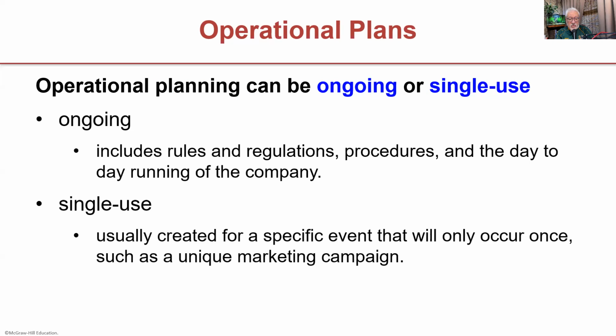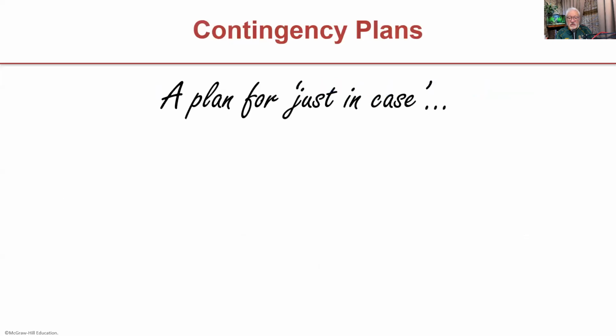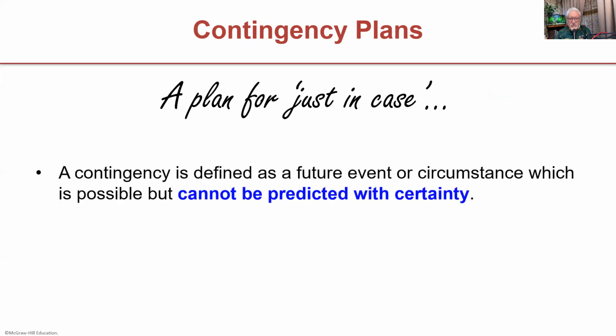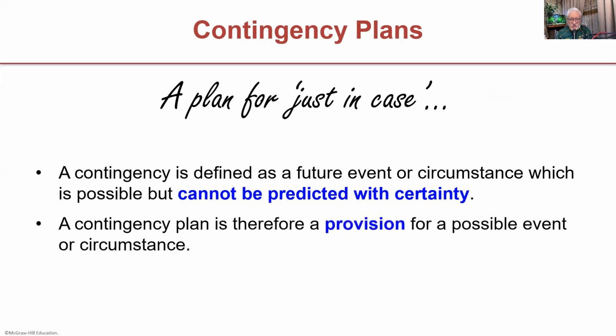Now, if there were operational plans and strategic and contingency and tactical plans, can I recommend we look at contingency plans? Because a contingency plan is, I think, the plan for just in case. I can't think of a better way to describe it. A contingency plan says, if it happens, then you can fall back on the plan. A plan for just in case. For when things are possible, but you can't predict with certainty whether they're going to happen or not. So a contingency plan is like a provision for something happening.